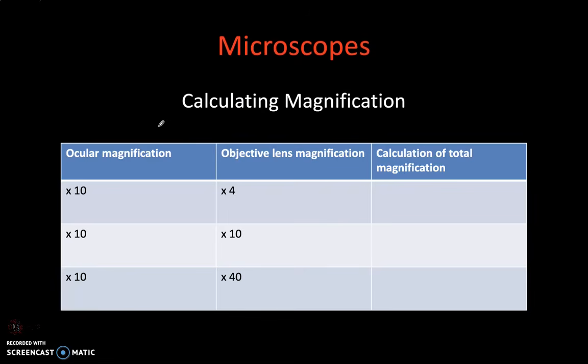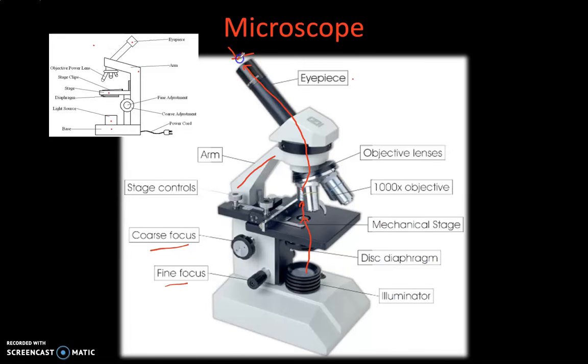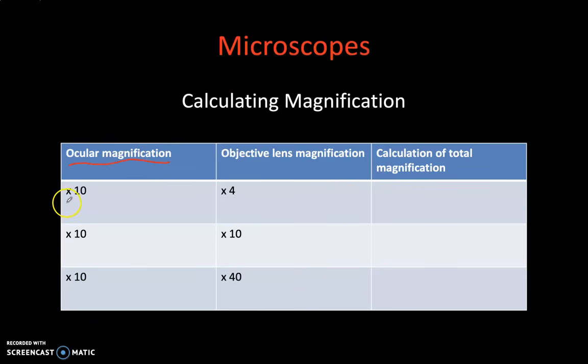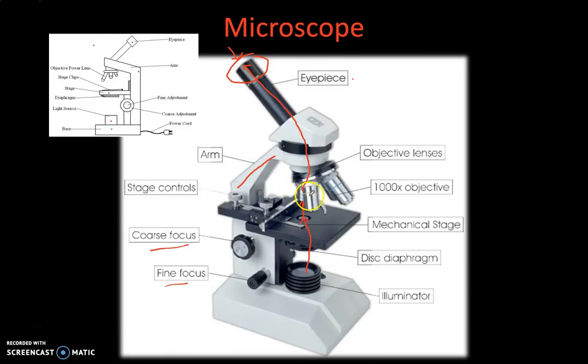Okay, so magnification, let's talk a little bit about this. So the ocular magnification, which is the eyepiece. So if I come back here, this eyepiece here has a lens. And that lens always has a ×10 magnification. Okay, so on the microscopes you're using, the ocular lens will always have a ×10. And then we've got 3 objective lenses. So if I go back, we've got 1, 2, 3 objective lenses. I know this one's got 4, but the ones you'll be using will have 3 objective lenses.